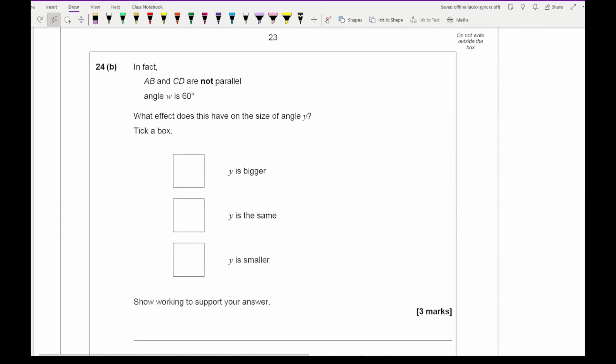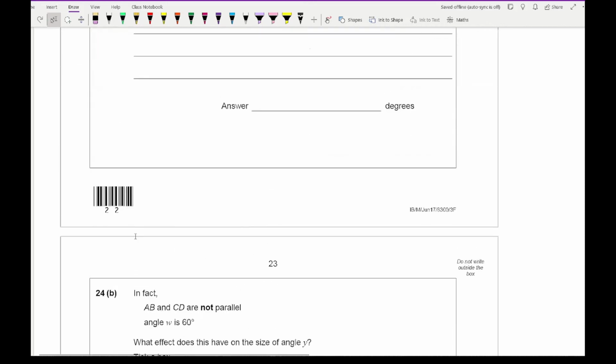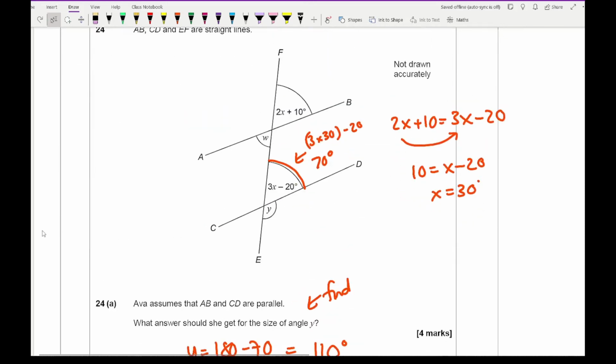So looking at question 24b, it says, in fact, A, B and C, D are not parallel and angle W is 60 degrees. What effect does this have on the size of angle Y? We've got 3 options and we need to show our working to support our answer for 3 marks. So if we go back to the diagram, I can delete the highlighting of A, B, C and D because these are no longer parallel.